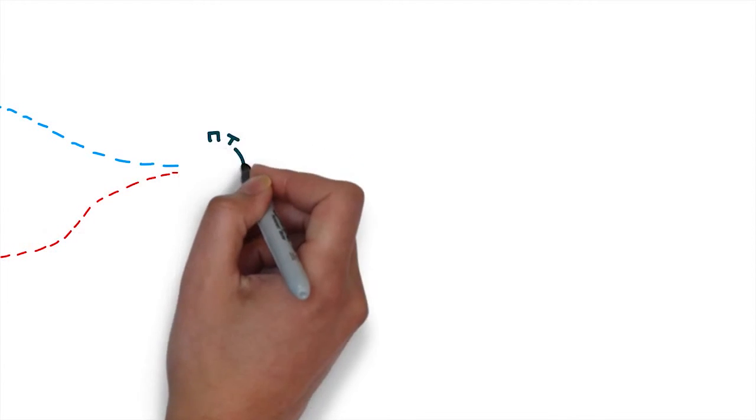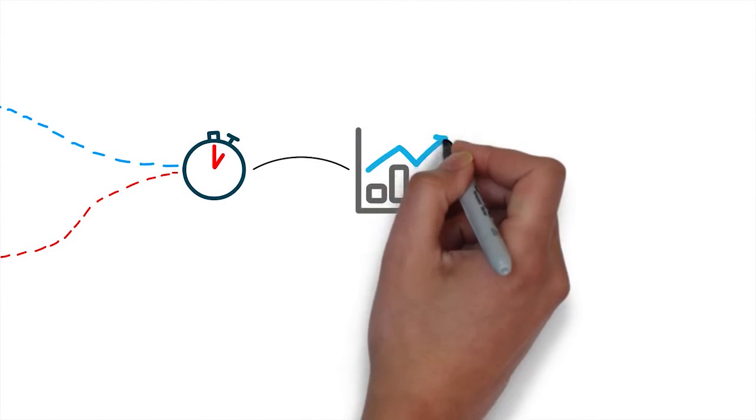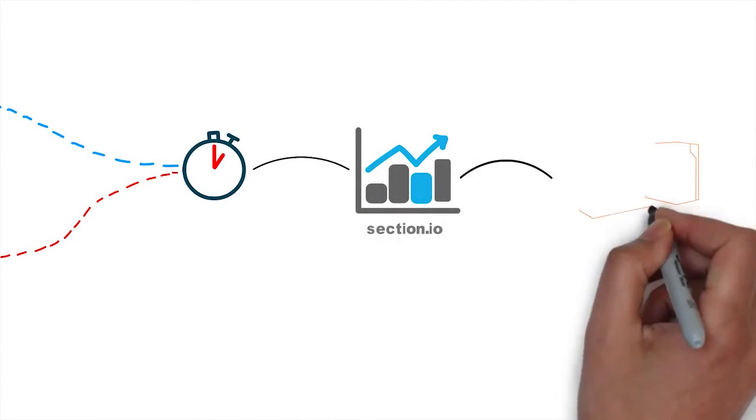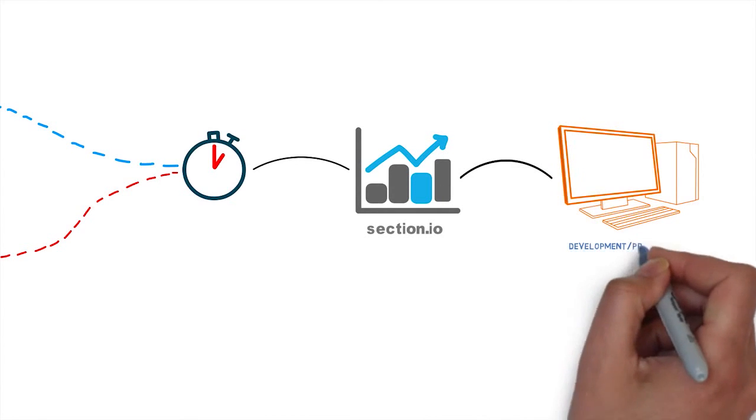Whichever route you choose, within minutes, you will be seeing cache metrics and diagnostics in the Section.io user portal from your development and/or production environments.